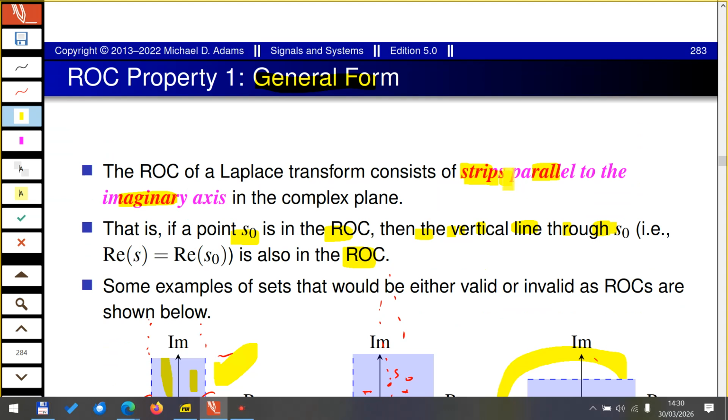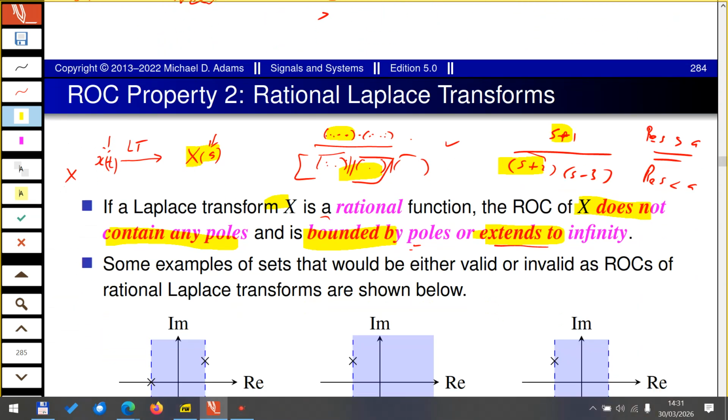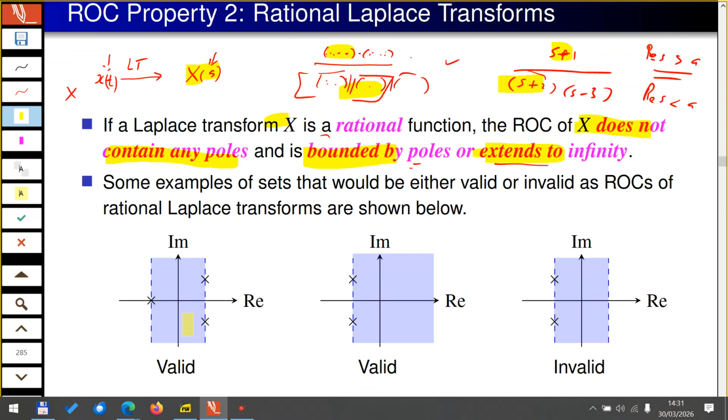Not necessarily one strip. You can have multiple strips, right? Parallel to the imaginary axis. So it satisfies all the requirements. It is a vertical strip. You can have more than one strip as well. In this case, we just have one, and it satisfies this. And remember that this will only be the case when you are dealing with a rational function.